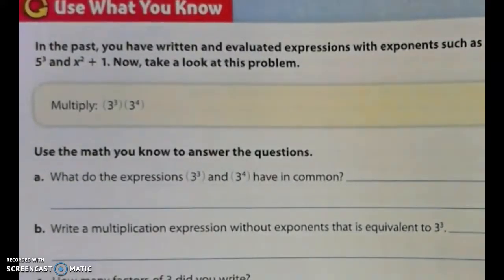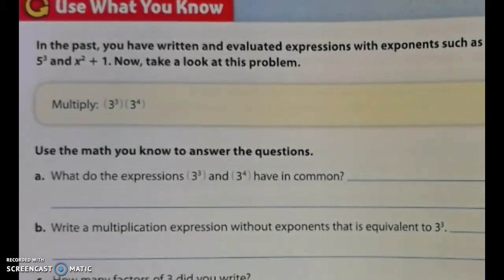Right, in the past, you have written and evaluated expressions with exponents such as 5 to the third and x squared plus 1. Now take a look at this problem. Multiply 3 to the third times 3 to the fourth. Use the math you know to answer the questions. What do the expressions 3 to the third and 3 to the fourth have in common?